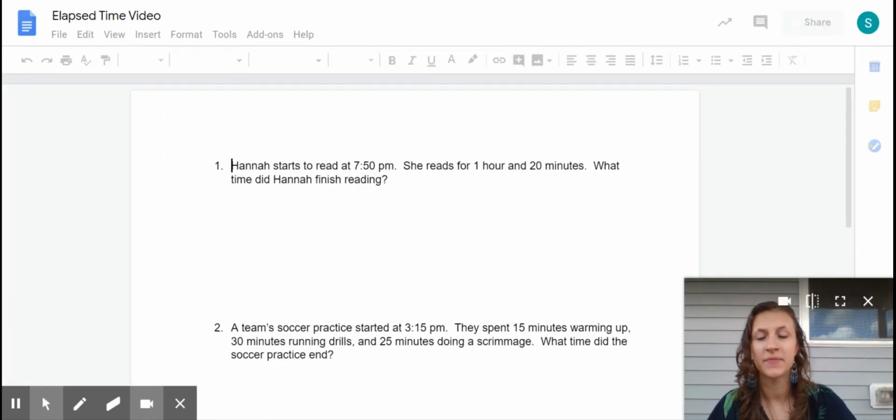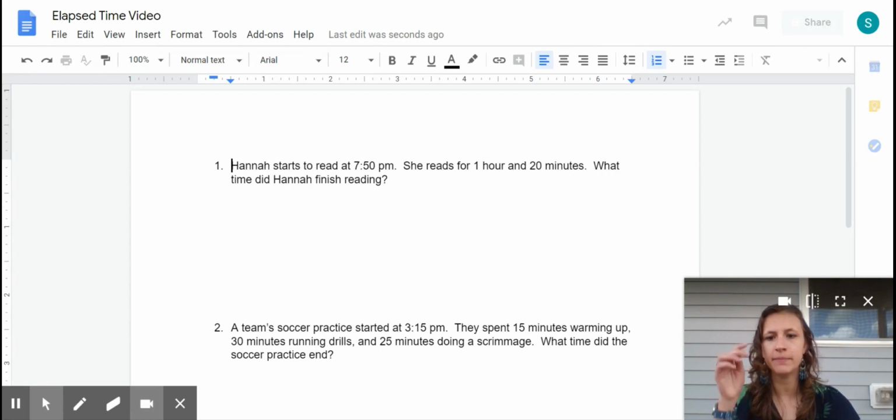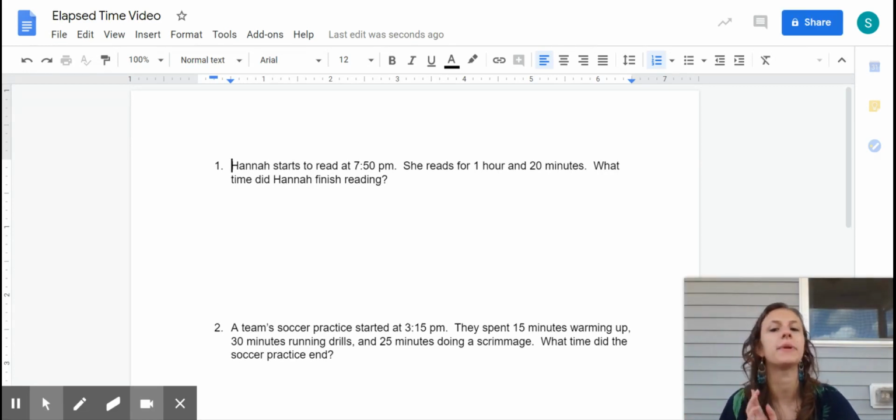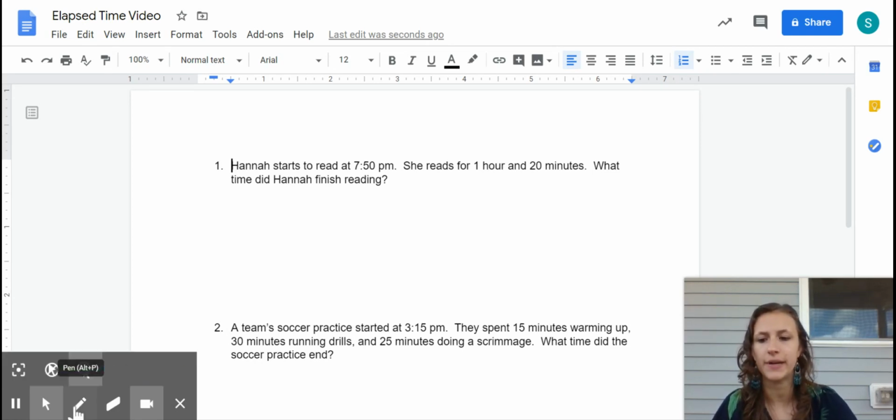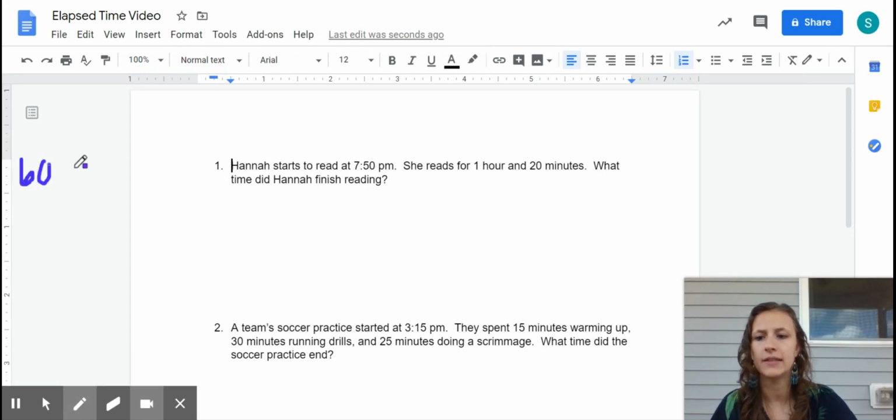All right, so now that we can see it nice and big, it says that Hannah starts to read at 7:50 p.m. She reads for 1 hour and 20 minutes. What time did Hannah finish reading? Now, it's very important that throughout this, I remember that there's 60 minutes in 1 hour. And that's just something that we need to keep in mind.